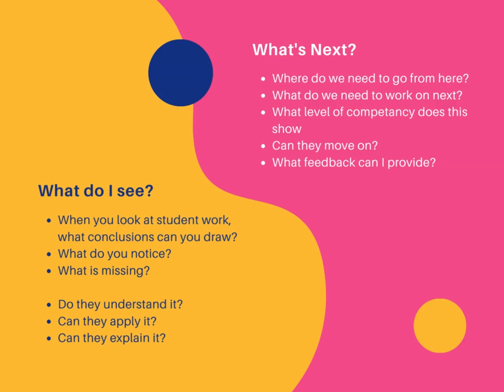And then once I'm done looking at that, I want to also be asking myself, what's next? Where do we go from here? What are the next steps? What do they need to work on next? What level of competency does this show? And how can they move on? And really, the answer is if they're somewhere on the scale of 2 through 4, then I am confident that they can move on. And then I'm looking at what feedback I can provide. This cycle of what do I see and what's next is really happening each and every week with students.